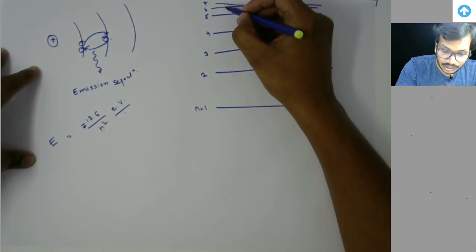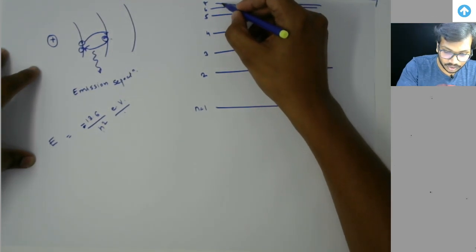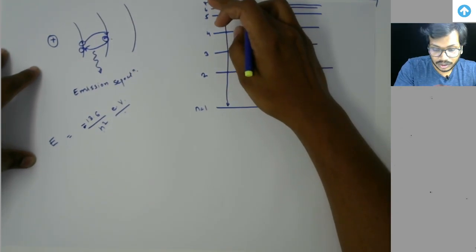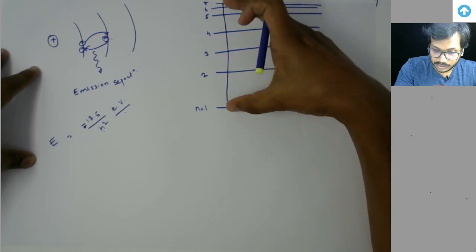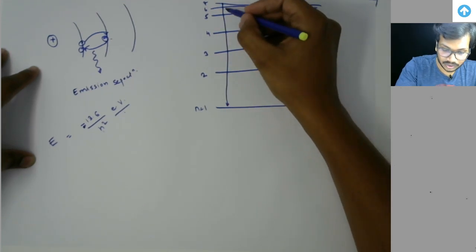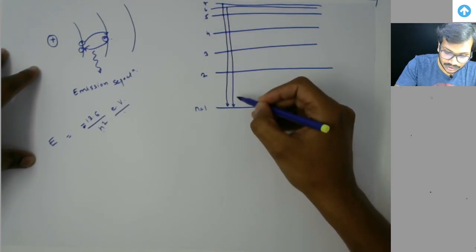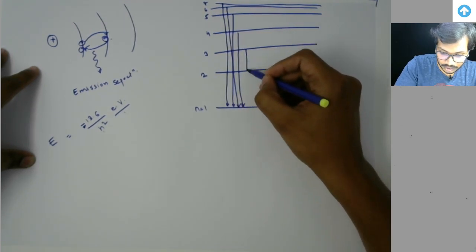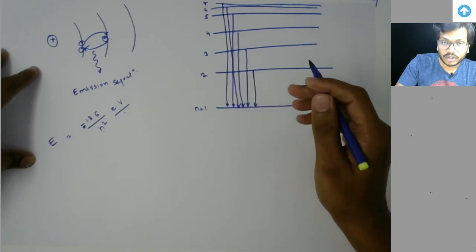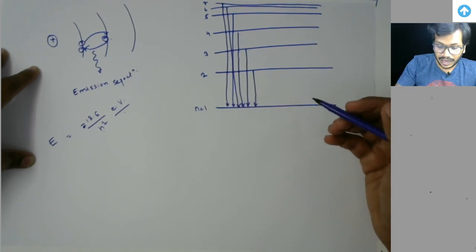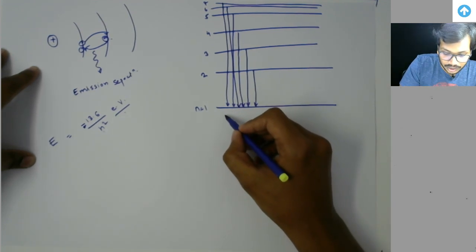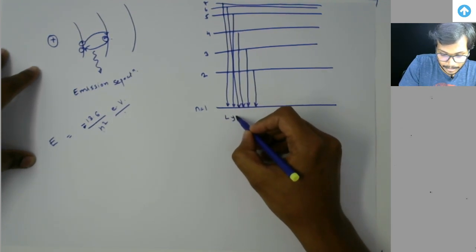So whenever an electron makes a jump from 7 to the first, it will emit energy that is equal to the energy difference between 7 and the first. Similarly this happens for the 6th level, 5th level, 4th level, 3rd level and 2nd level. So all the electron jumps that end up at the first energy level are called Lyman series.